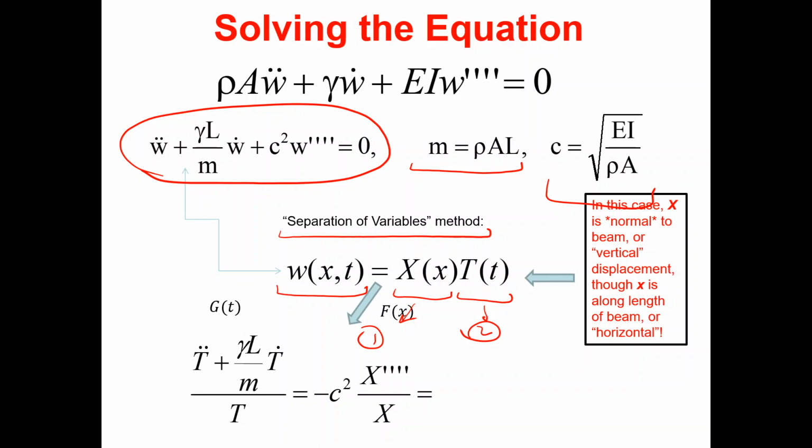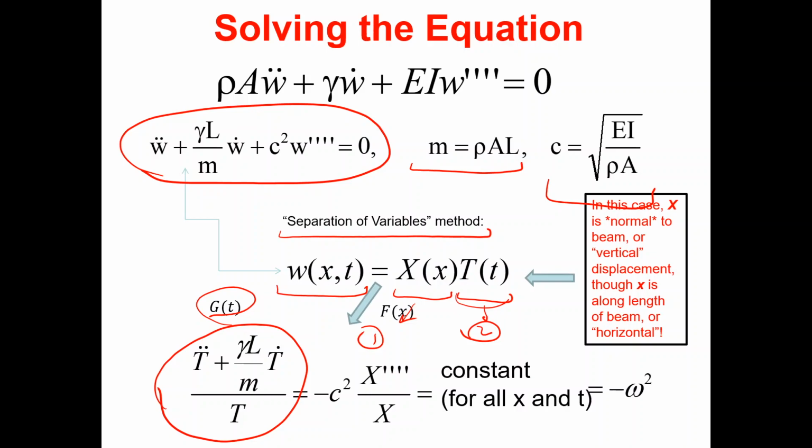I don't want to go into details here, but this is what you are going to get as the two separate functions, right? So the function, here we have called it g of t, but here we have called it T of t, but these are the same functions, is going to be equal to T double prime plus gamma L over m T prime over T, and that is equal to, because these two have to be equal, right? Minus c squared X fourth prime over X, and all of them are going to be equal to negative omega squared. These are all constants.